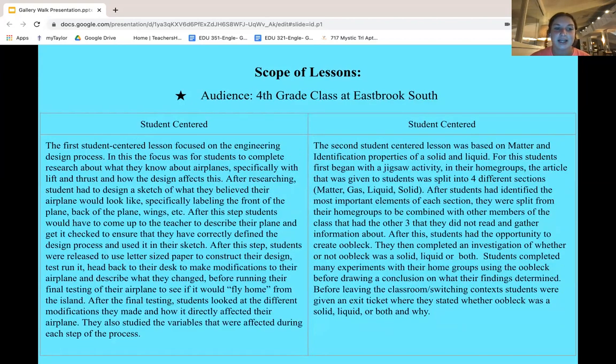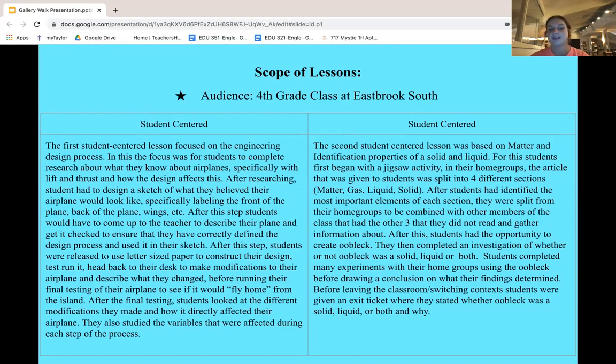My first student-centered lesson was on the engineering design process. So with this, I decided to do a project-based learning activity where students were learning about paper airplanes, the thrust, the lift that they have to fly, the difference between high pressure and low pressure, and what truly makes that airplane fly. So it was really cool for me to see the students start at the beginning with what the engineering process is and then work all the way through to identifying whether or not their paper airplane made it safe back home from the island that they were working with.